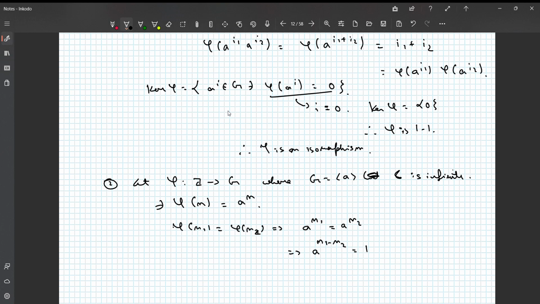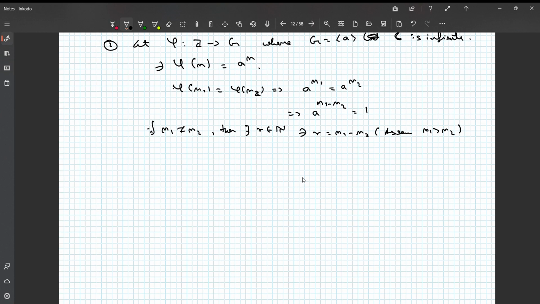Now the problem is, if n1 is not equal to n2, then there exists some r in the natural numbers such that r can be written as n1 minus n2. To say this, we assume that n1 is greater than n2, which can obviously be assumed without loss of generality. But that implies a to the power r is equal to 1, so the order of a is finite. That would eventually imply that the order of G is finite as well, because G is generated by a and a has finite order. But that is a contradiction, because we have chosen G to be infinite. Therefore n1 must be equal to n2, which implies phi is 1-1.